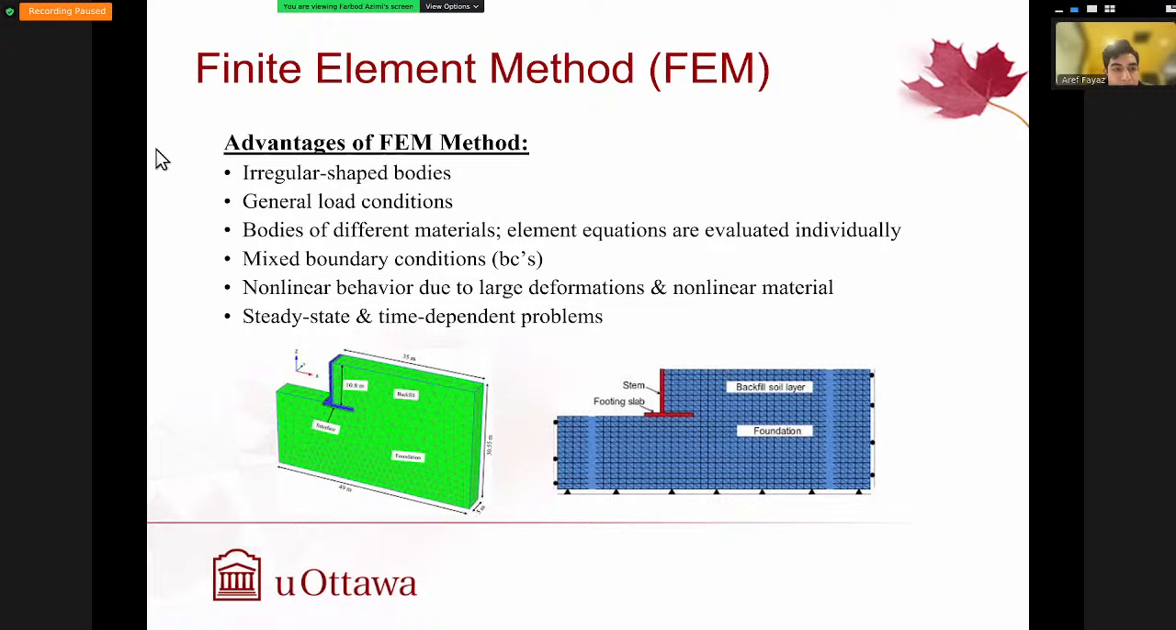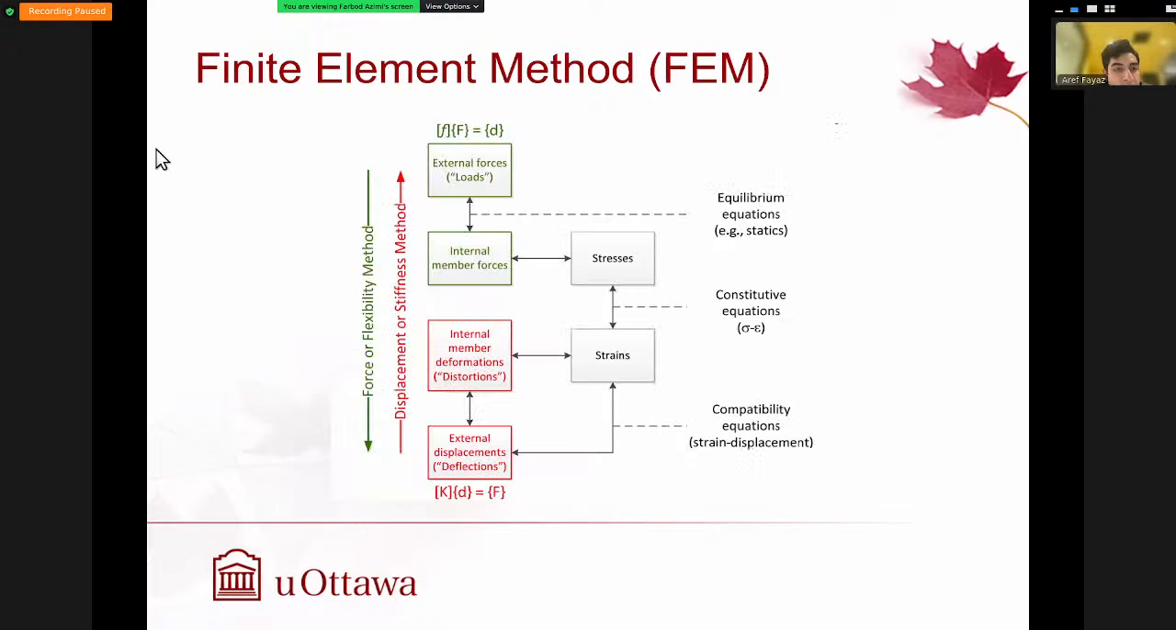So why would we use the finite element method? We use it for irregular shaped bodies, for general loading conditions, and bodies of different materials. Element equations are evaluated individually. It's used when we have mixed boundary conditions or nonlinear behavior due to large deformations and nonlinear material. Steady state and time-dependent problems are also a case where finite element would prove to have an advantage.